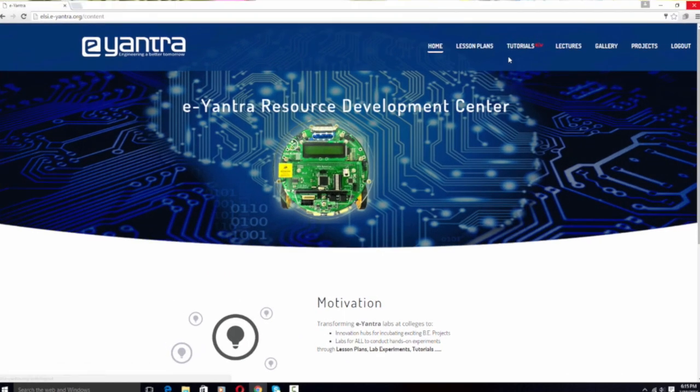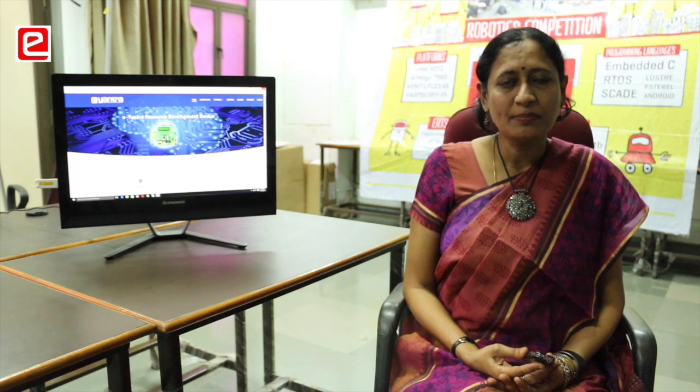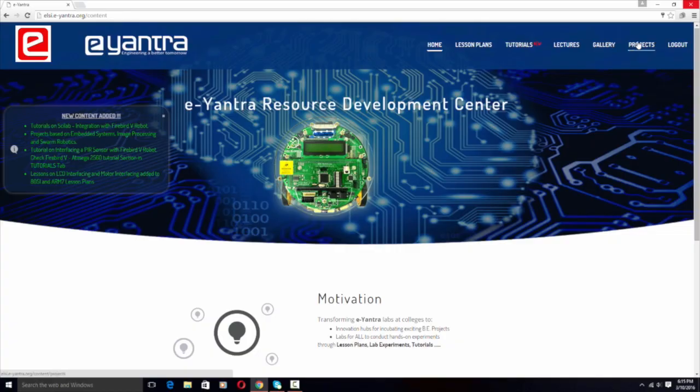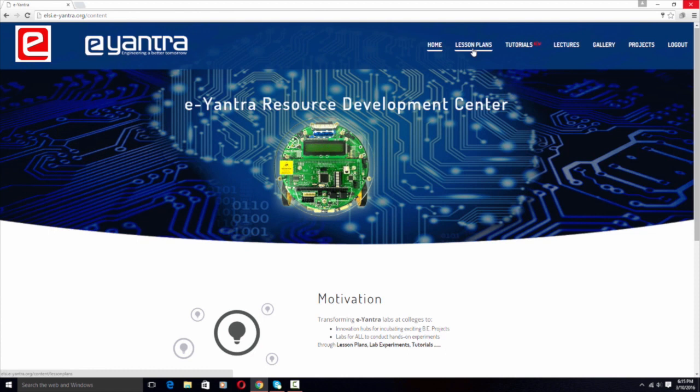Resource Development Center is a portal that e-Yantra has created to sustain the activities in the e-Yantra labs that have been set up through the e-Yantra lab setup initiative in colleges across the country. What we provide in this portal is content that would help the teachers to effectively conduct their classes and also effectively mentor BE projects in the area of embedded systems and robotics.